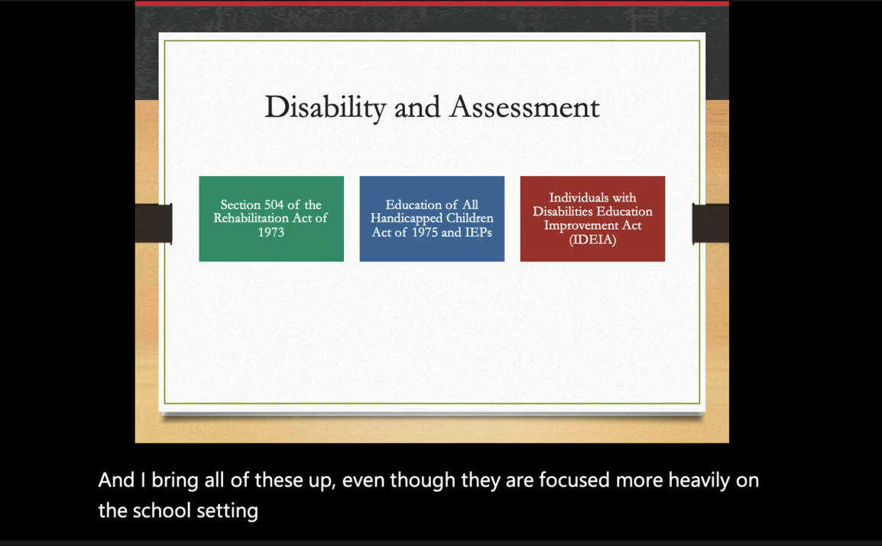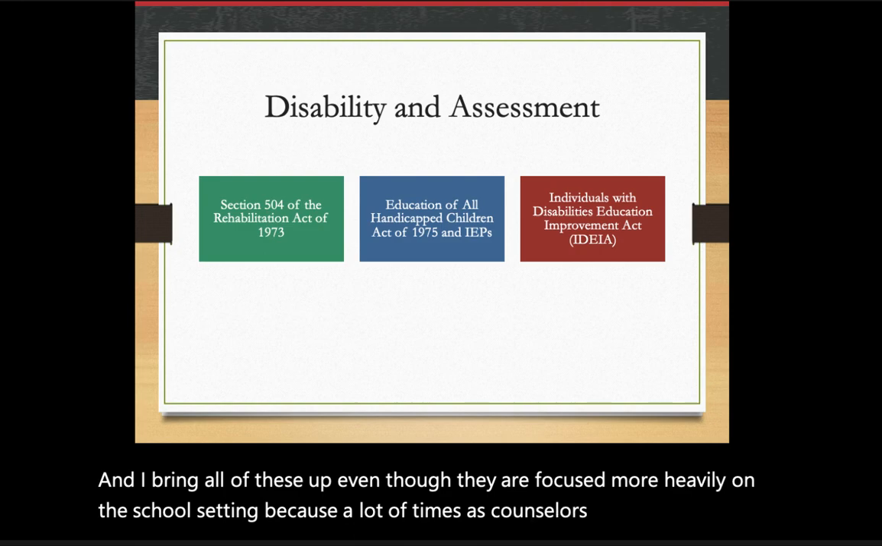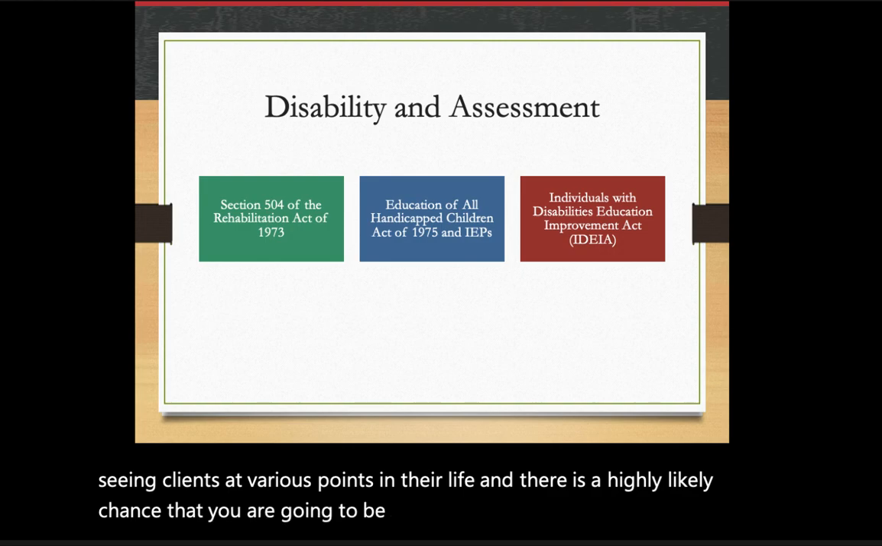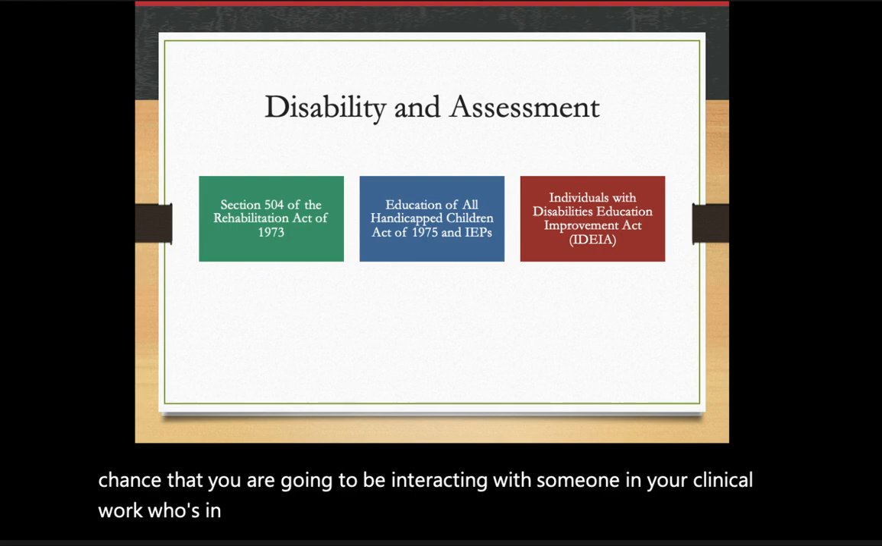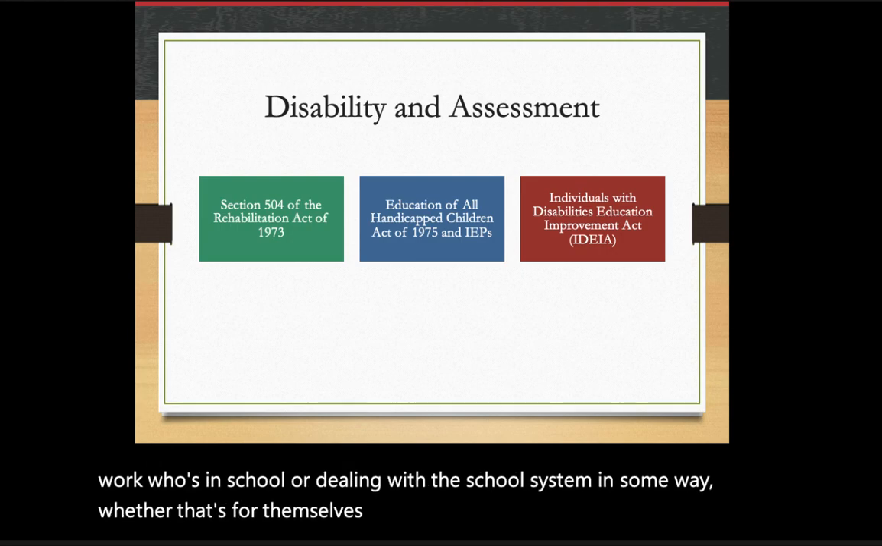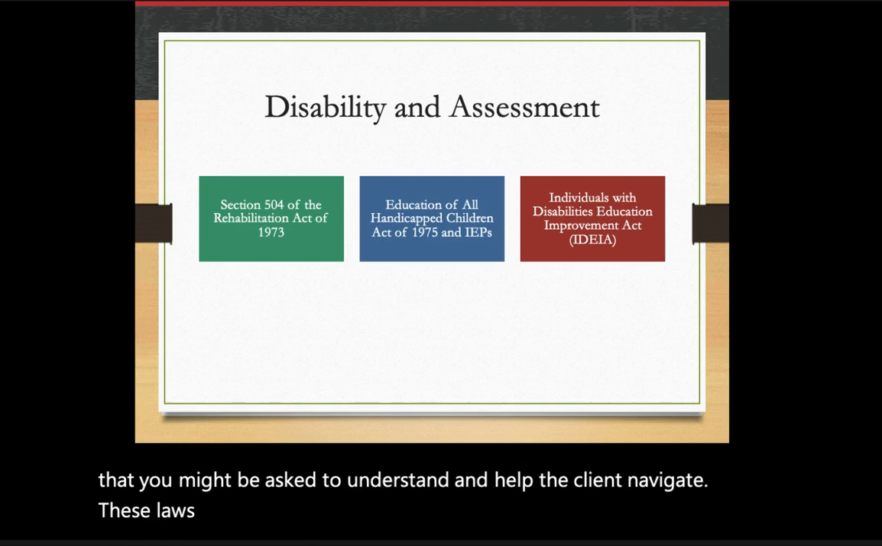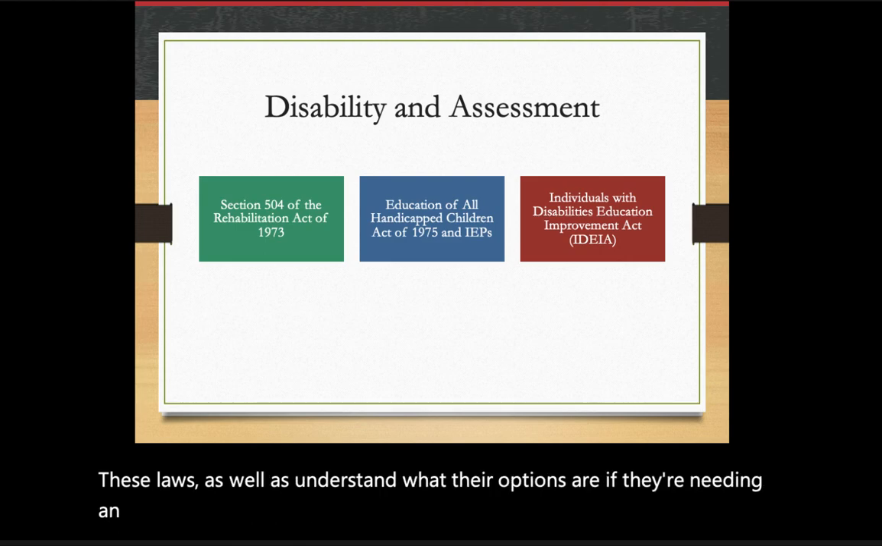And I bring all of these up, even though they are focused more heavily on the school setting, because a lot of times as counselors, we're going to be seeing clients at various points in their life. And there is a highly likely chance that you are going to be interacting with someone in your clinical work who's in school or dealing with a school system in some way, whether that's for themselves or for a loved one. And there's a chance that you might be asked to understand and help the client navigate these laws, as well as understand what their options are if they're needing an assessment in school.